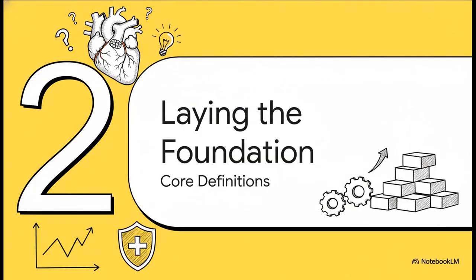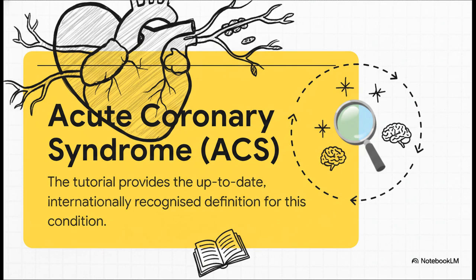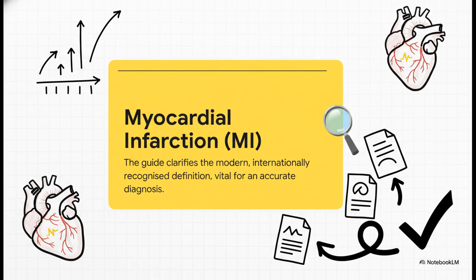Because before we can even think about managing ACS, we have to be absolutely crystal clear on what it is. And that's exactly where this tutorial starts, right at the fundamentals. First up, the tutorial lays out the latest internationally recognized definition of ACS. And this is not just about getting the words right. In an exam, nailing this up-to-date definition shows you really know your stuff. It also clarifies the modern definition of MI. The diagnostic criteria have changed over time, and this guide makes sure you are right up to speed. That is absolutely crucial for an accurate diagnosis.